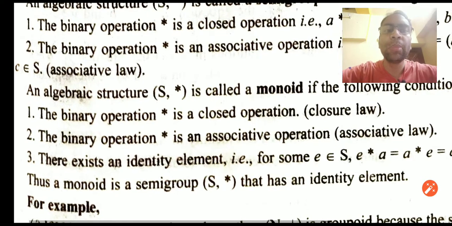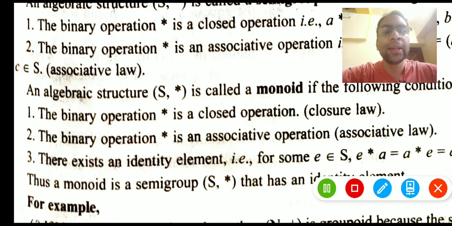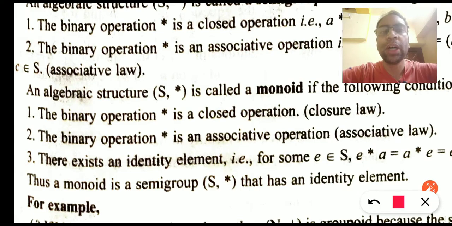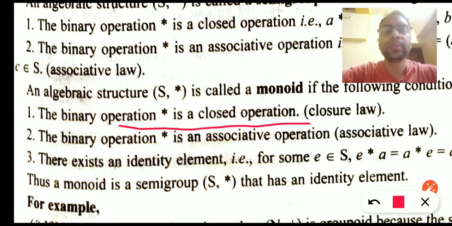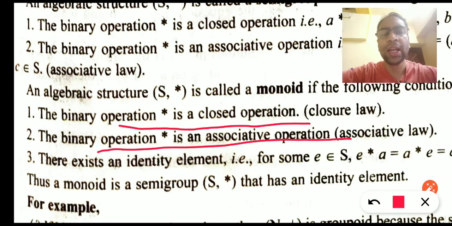Let's talk about the third definition, which is of a monoid. A monoid has three properties. One, the operation has to be a closed operation, like in the groupoid as well as in the semigroup. Two, the operation has to be an associative operation, like in the semigroup. And three, there must be the existence of an identity element. This is the other law, the existence of an identity element.